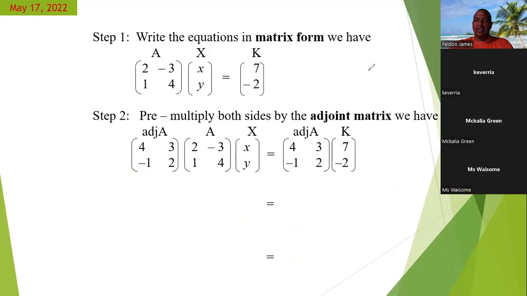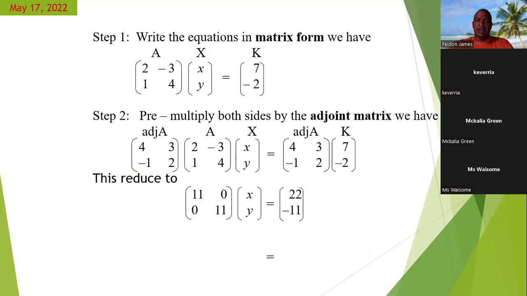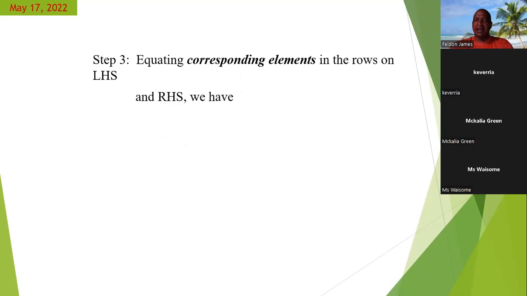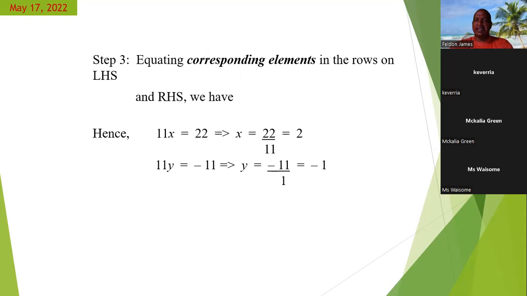So now, just going through the animation again. So here, this would reduce to 11. That would be a diagonal matrix. 11, 0, 0, 11 times xy. Now you multiply the right-hand side, you get 22, minus 11. Then you multiply your diagonal matrix by the unknown, so you get 11x and 11y equal to 22 equal to minus 11. Equating corresponding elements, we get 11x equal to 22 implies that x is equal to 22 by 11, gives you 2, and 11y equal to negative 11 implies that y equal to negative 11 divided by negative 11.